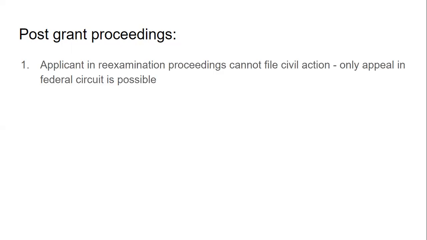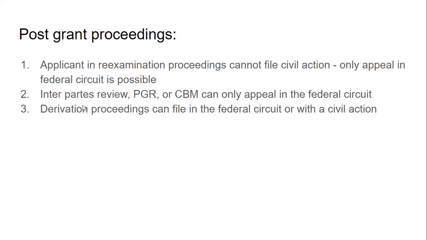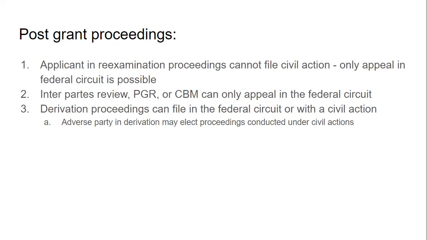Now an applicant in re-exam proceedings cannot file a civil action. Only an appeal in the Federal Circuit is possible. Same for inter partes review, post-grant review, or covered business methods. They can only be appealed in the Federal Circuit. Now for derivation proceedings, those can be filed in the Federal Circuit or with a civil action. I think that's because there are two parties really involved in that case. The adverse party in the derivation would probably want those proceedings to be under civil action, because I think they would have more rights in that case, as far as bringing forth new evidence and that sort of thing.